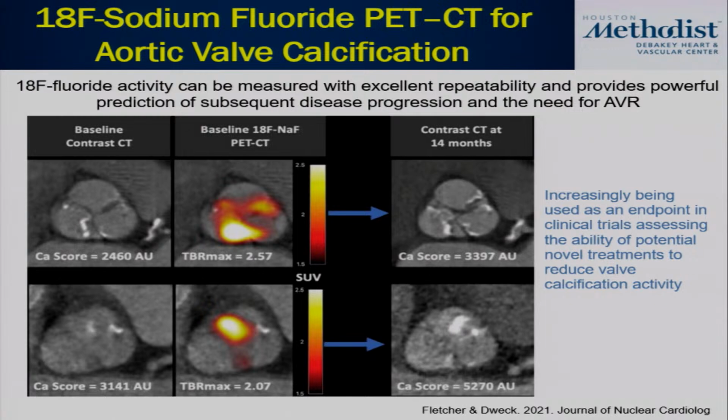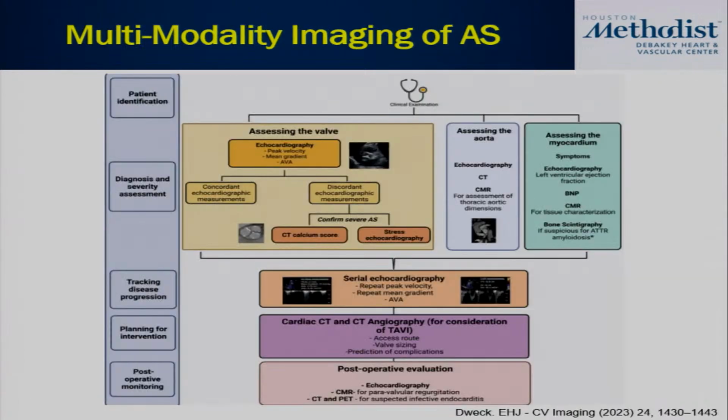And then this contrast CT on the pictures on the right were done a little bit over a year later, and you can see now where the most intense activity predicted by this 18 fluoride PET tracer is where the new calcification was developing. So this is increasingly being used in clinical trials to assess the ability of potential novel treatments to reduce valve calcification and inflammation activity. So I will just summarize.